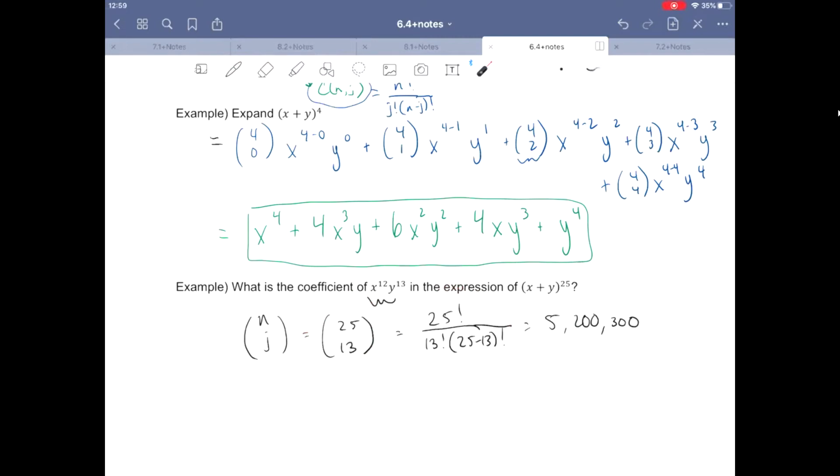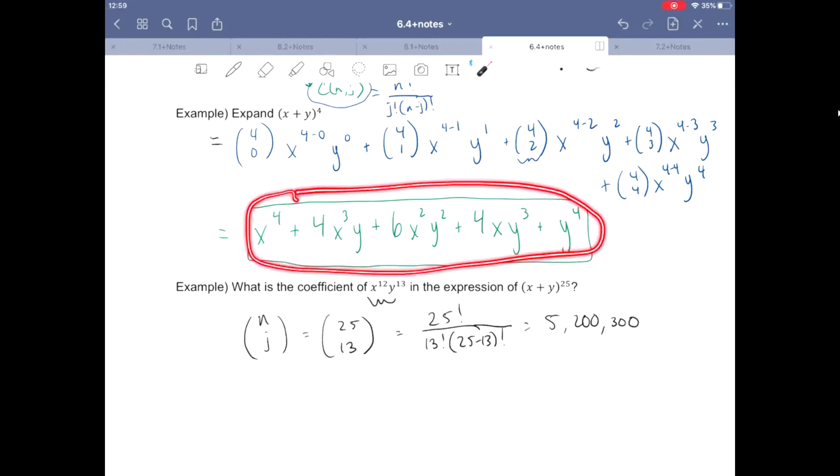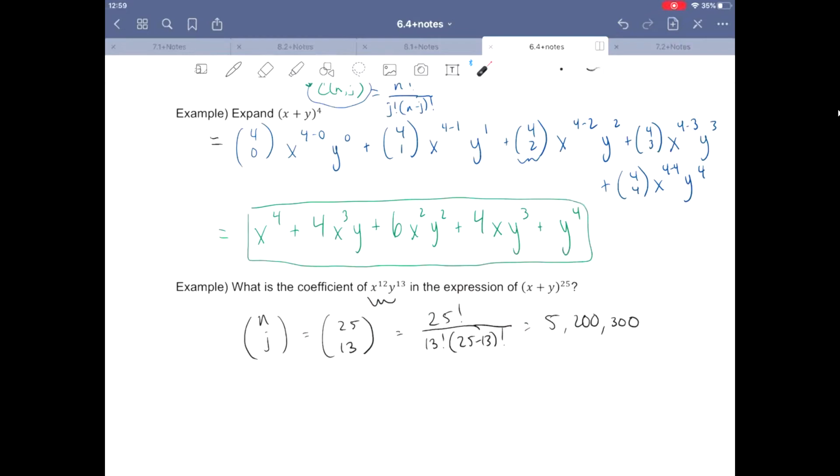Okay, for sure. For a lot of these, unless it's expanding like this, where we want to see those numbers, I don't care too much about that final answer, because all you're thinking is coming from these. So on your test, I'll say you can leave it in combination or permutation form or factorial form.